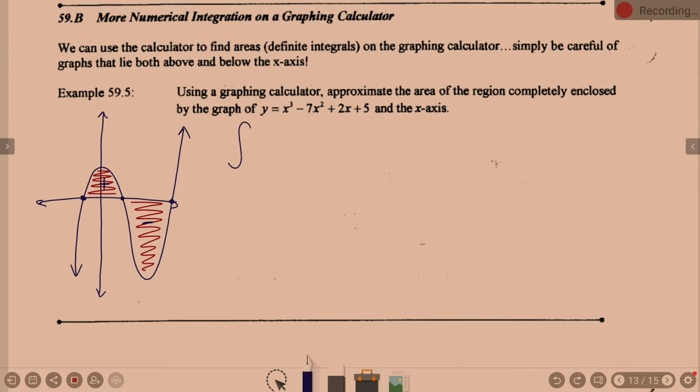So I'm going to do the integral of this hill, so of x cubed minus 7x squared plus 2x plus 5 dx. And then I'm going to subtract the integral of the valley of x cubed minus 7x squared plus 2x plus 5.